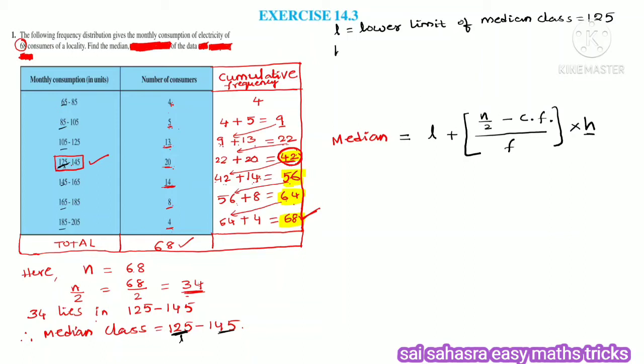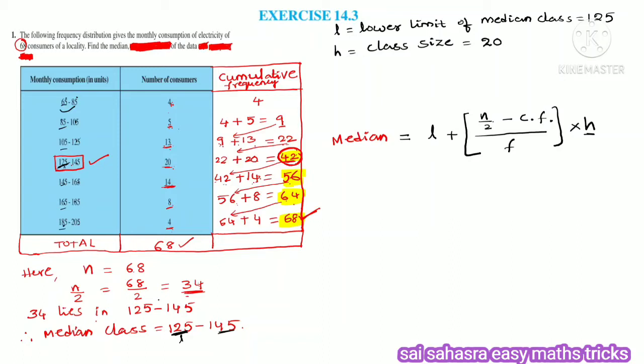Next, H. H means class size. For every class we have to see the difference: 65 to 85, 85 minus 65 is 20. 105 minus 85 is 20. 125 minus 105 is 20. 145 minus 125 is 20. 165 minus 145 is 20. 185 minus 165 is 20. 205 minus 185 is 20. So we can decide that the H value, the class size, is 20.